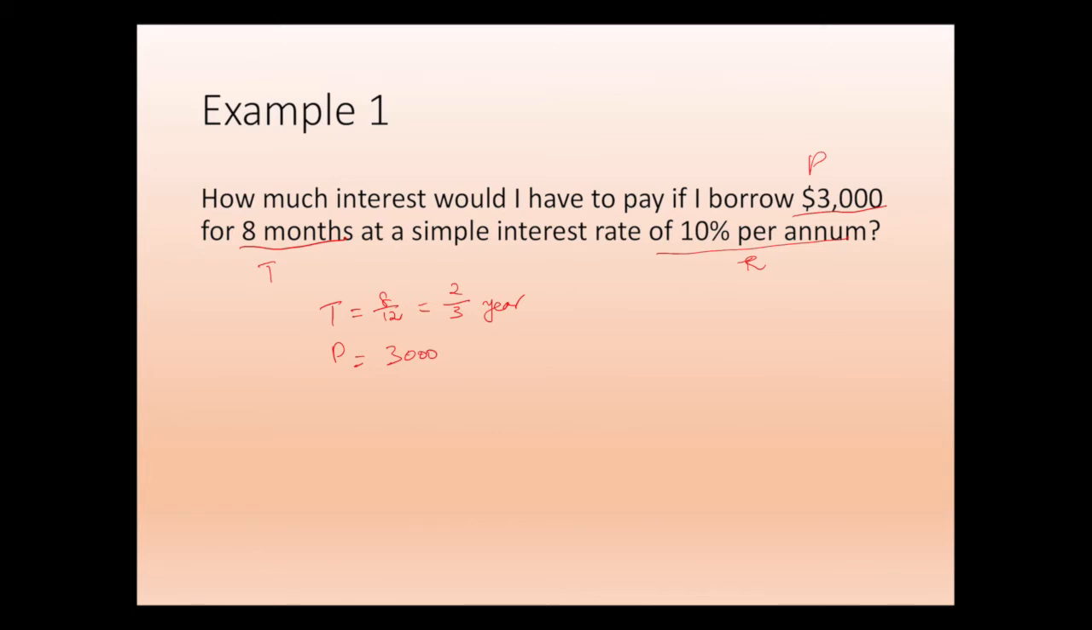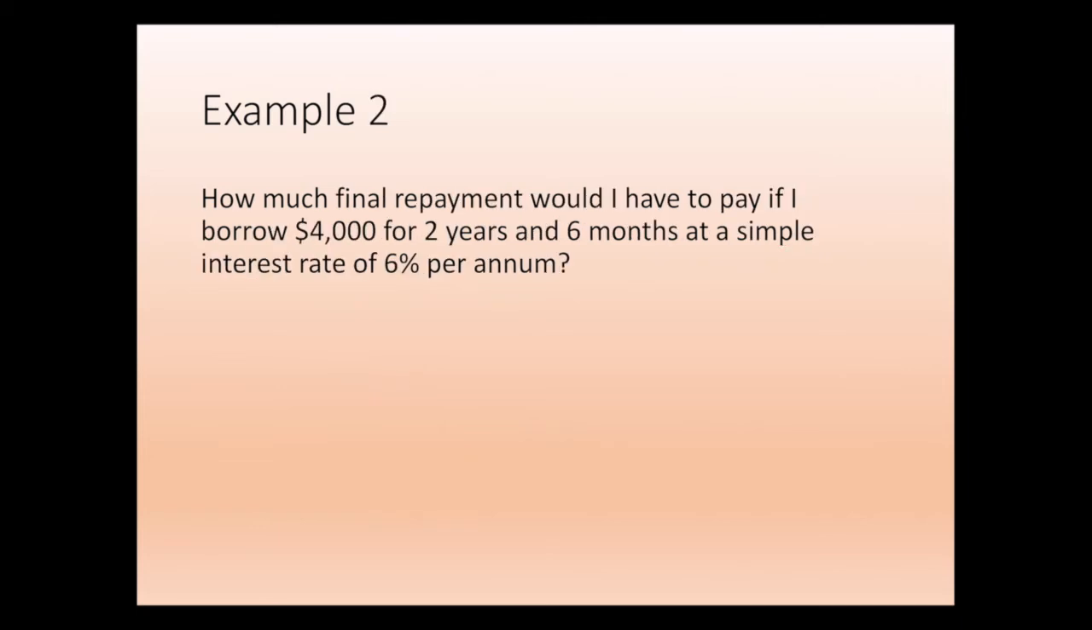And P is 3,000. When I say up to you, it is because you only simplify the answer right at the end. You don't have to simplify it if you're just given the information. And then R is 10%. Therefore, I equals P is 3,000, R is 0.1, which is 10%, and T is 8 over 12. Using your calculator, you work out the interest is $200.